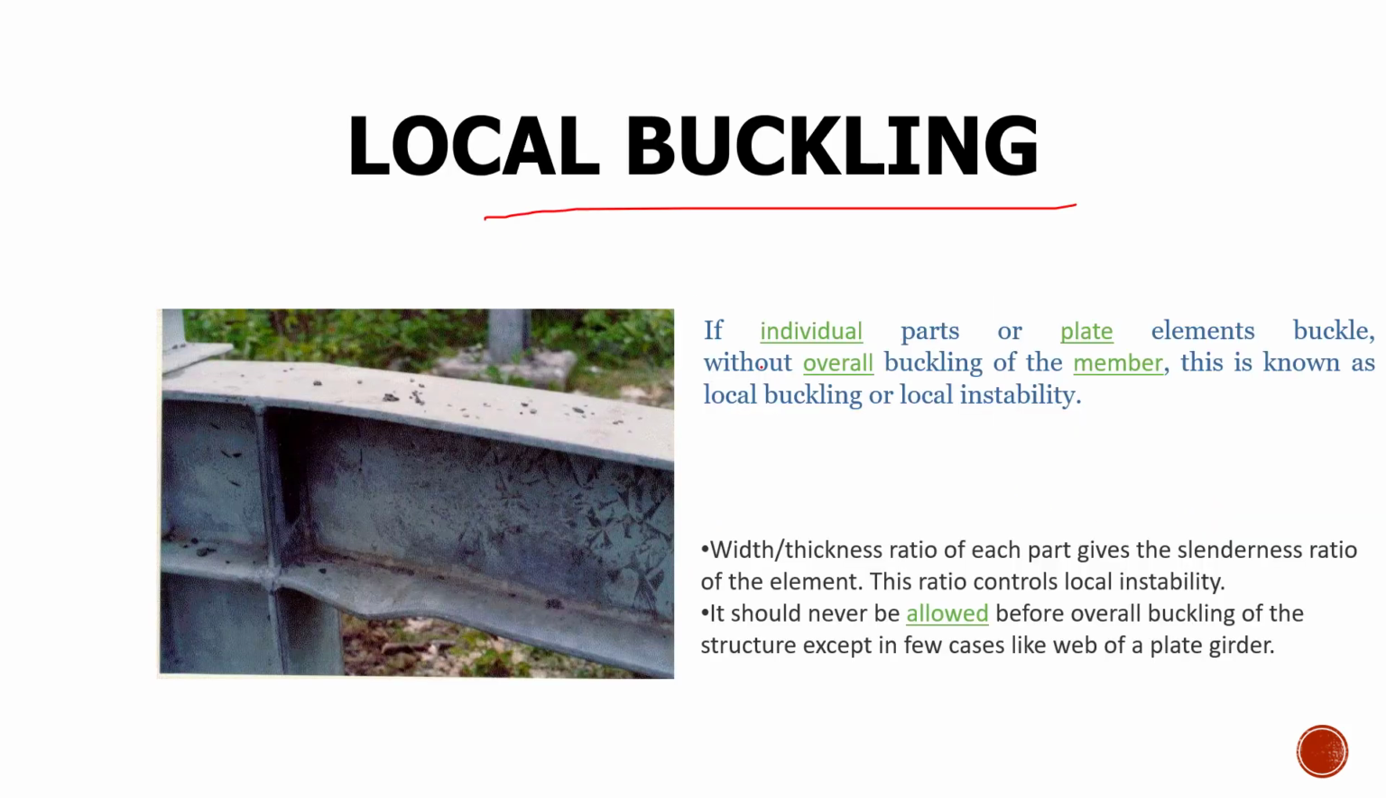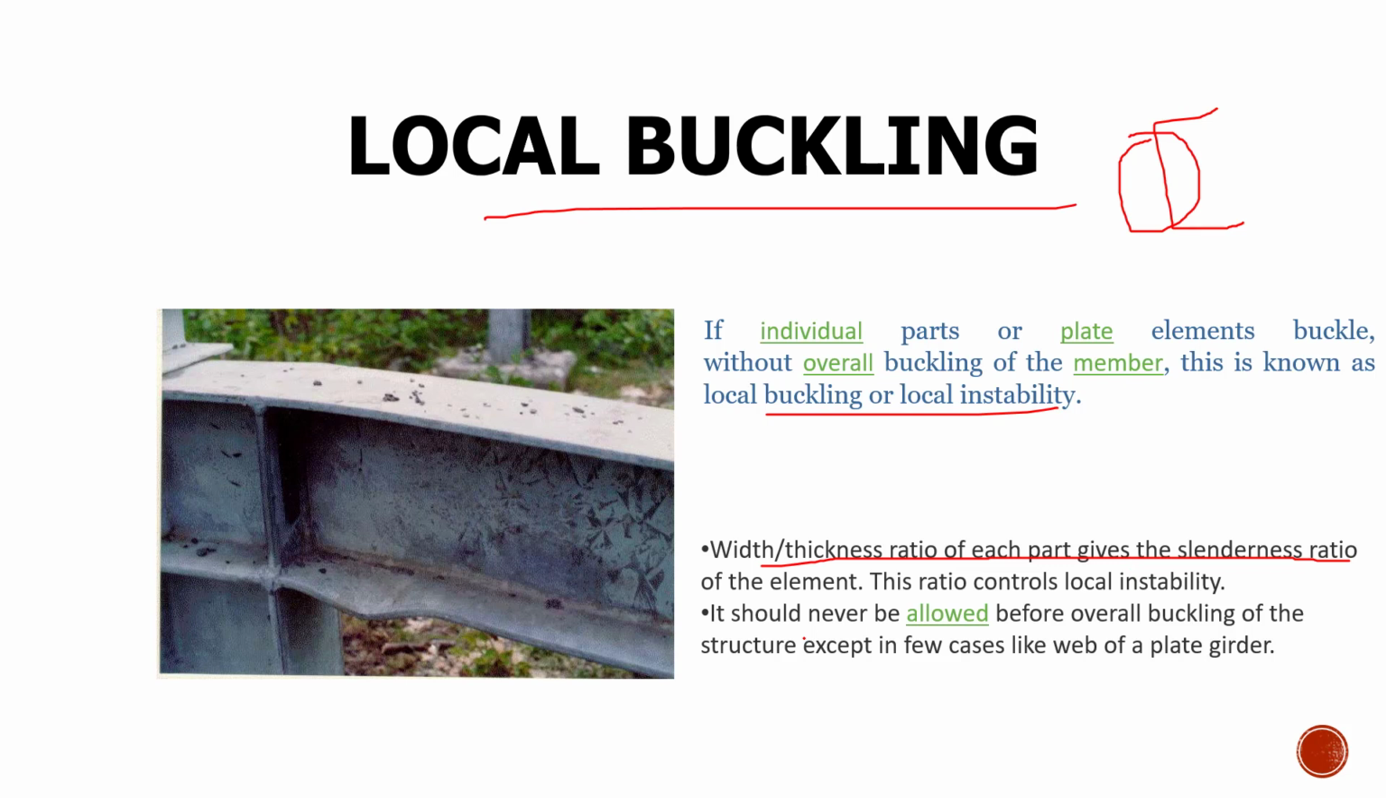Coming to the local buckling, if individual part or plate elements buckle without overall buckling of the member, it is known as local buckling or local instability. As we discussed for the channel section, the overall shape is maintained and there may be buckling only in the web for this case. Here the width or thickness ratio of each part gives the slenderness ratio of the element, and these ratios will control the local instability.